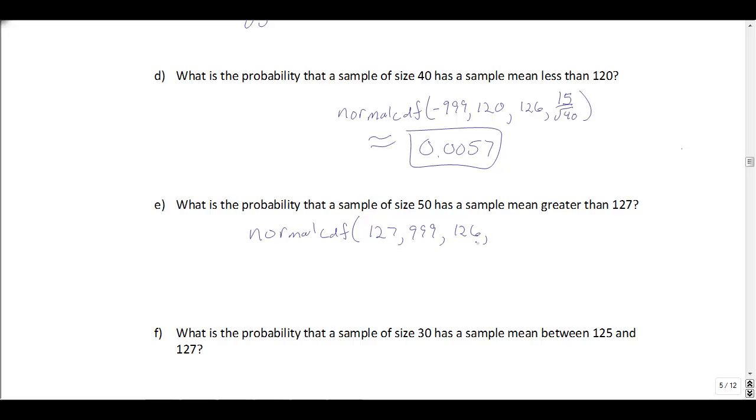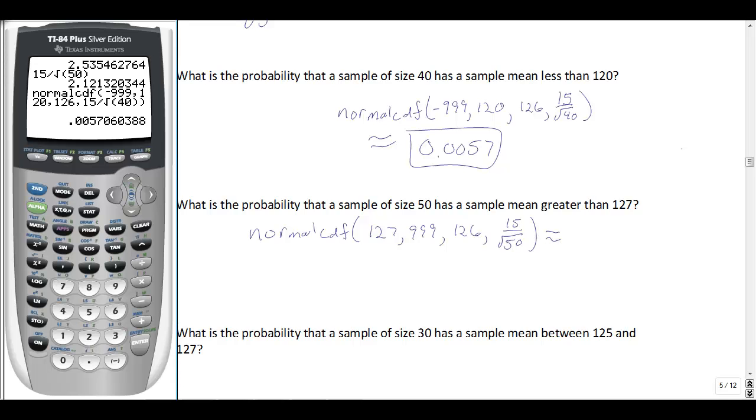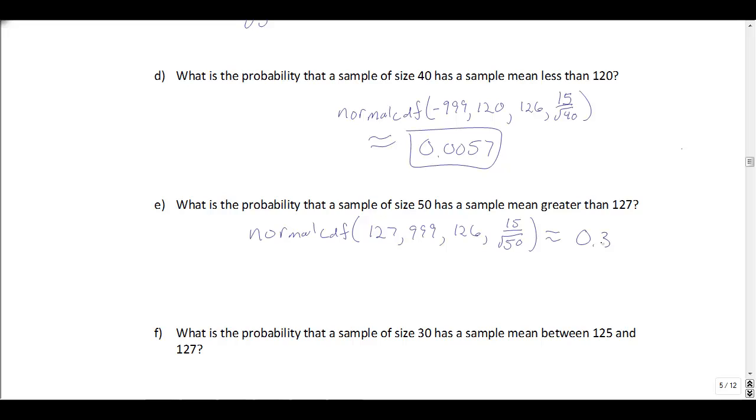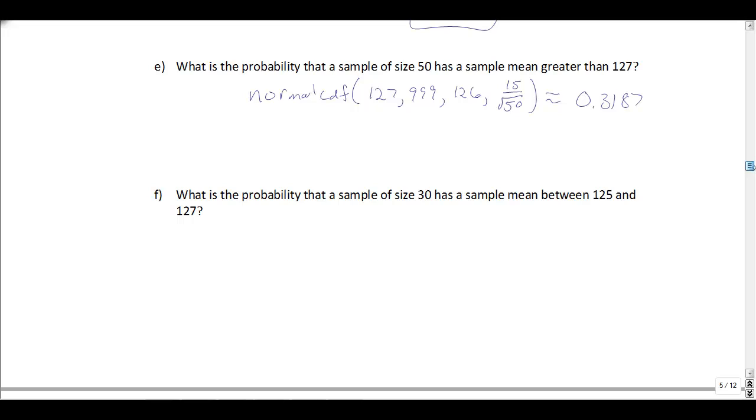Mean is 126, and our standard deviation was the 15 of the original distribution, and we divide by the square root of 50. So second distribution, normal CDF, 127 up to 999. We have a mean of 126. Our standard deviation is our standard error, 15 divided by square root of 50. So we get 0.3187. So it's a fairly plausible thing. About a third of the time that's going to happen. So something that's realistic to occur.